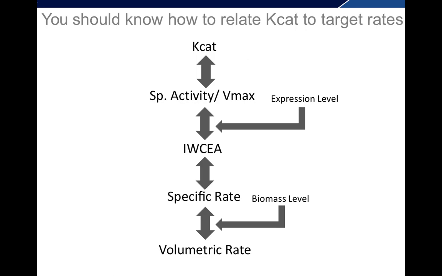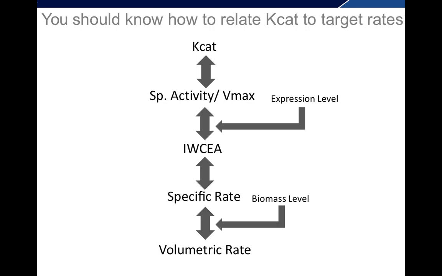So now you should know how to relate the kcat to the target rates, right? So we can go from kcat, which we just did. We can use that knowing the molecular weight of the protein or the enzyme. The kilodaltons of the enzyme is needed to go from kcat to Vmax, or specific activity. The expression level takes you from specific activity to whole cell enzyme activity. Then it's just unit conversions, where we need to know the molecular weight of the product to go from the whole cell enzyme activity to the specific rate. And then we can go from the specific rate to the volumetric rate knowing the biomass level.